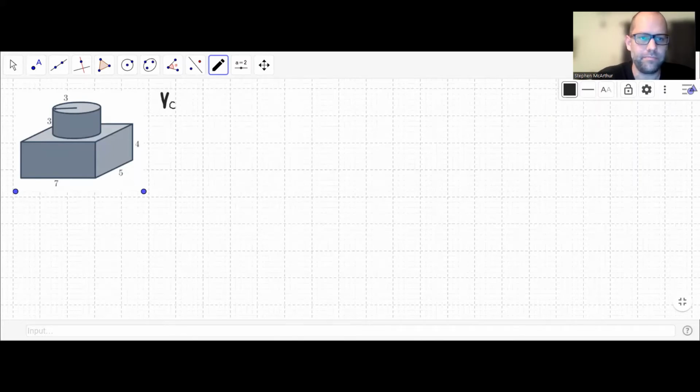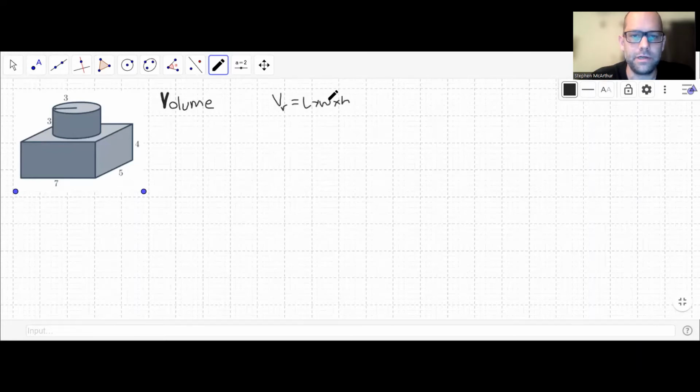Right, volume. Now we need two volume formulas because we've got two shapes here. We need the volume of a rectangular prism. I'm just going to call it R for rectangle. It's the length times the width times the height.